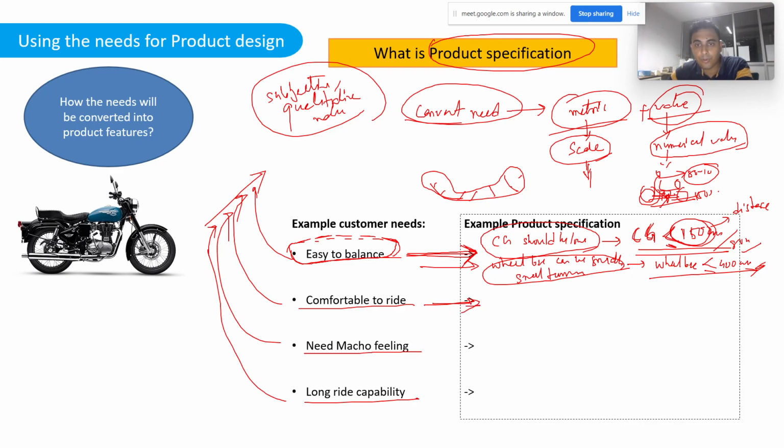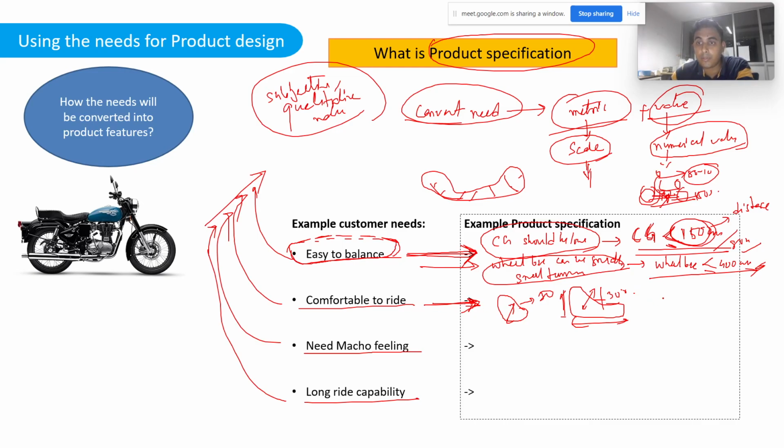Okay, so let's try the others. Comfortable to ride. What do you think? The area of the seat, I guess. Yes, so you can say the shape or the area. So width should be like 30, and the curvature of the seat, you can say that much angle, a 30-degree angle. You can say the length of the seat, the height of the seat, the breadth of the seat. All these measures define the comfortable ride.